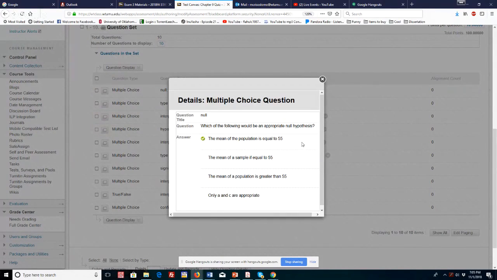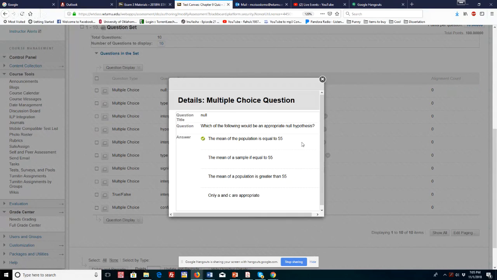But okay, so here's the first question. Which of the following would be an appropriate null hypothesis? So remember when we're talking about null and alternative hypotheses, it's always going to be about the population. So it's never going to be about a sample. So right off the bat, we can eliminate the option of B. For a null hypothesis, we have three options. We can either have an equal sign, a less than or equal to sign, or a greater than or equal to sign. Those are the only three options for the null hypothesis.